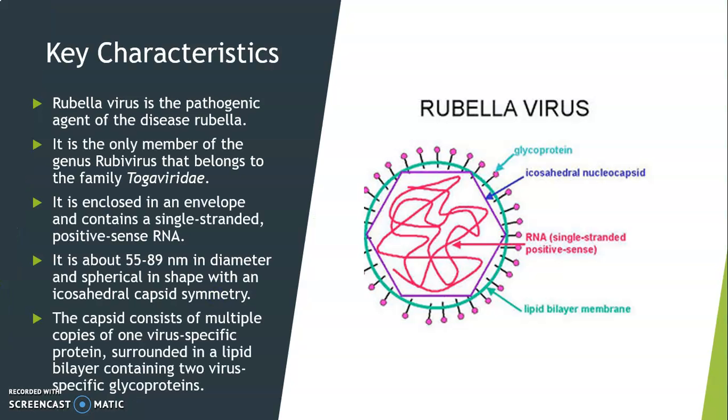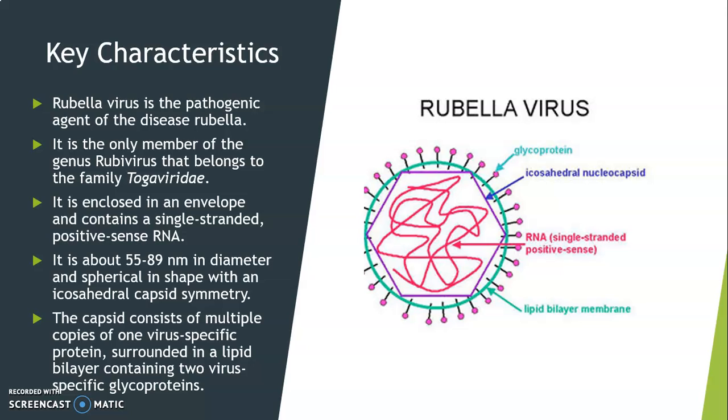Rubella virus is the pathogenic agent of the disease rubella. It is also called German measles because the first case was discovered in Germany in the 1740s. It is the only member of the genus Rubivirus that belongs to the family Togaviridae.